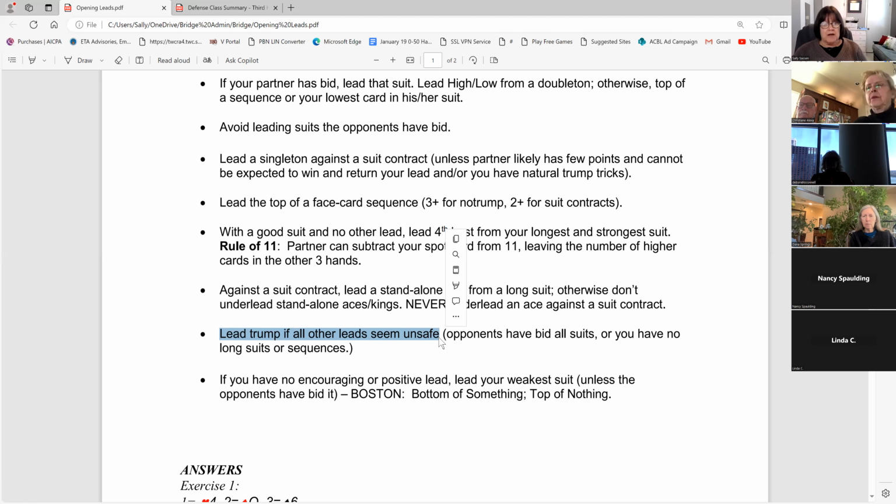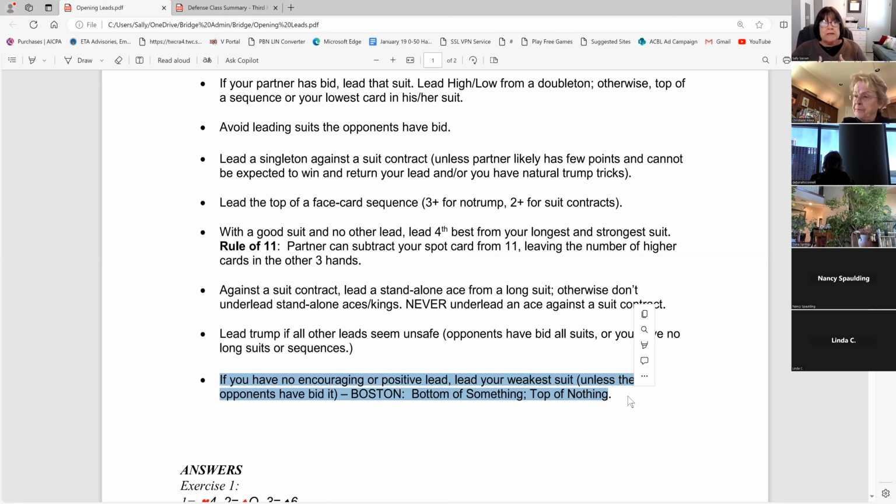And then the last thing we talked about last week was this idea of Boston, the bottom of something or the top of nothing. If you have nothing really to say to your partner about your lead, you were just leading a suit because you don't have anything else to lead, he didn't bid, you don't really have a suit, then usually we lead our weakest suit. Okay, and we use Boston, bottom of something, top of nothing.